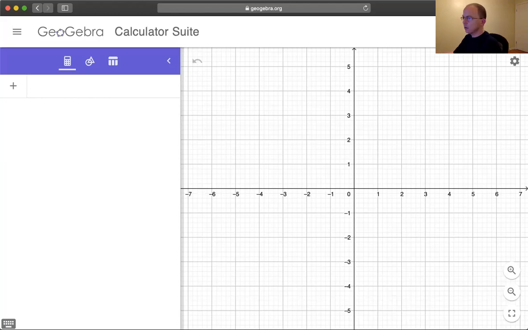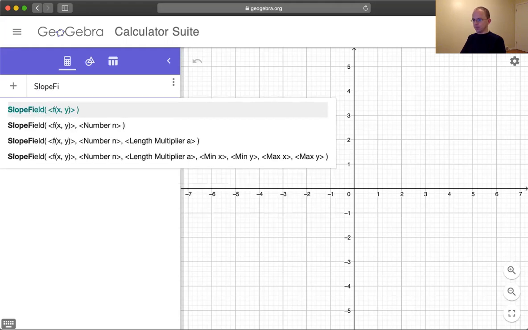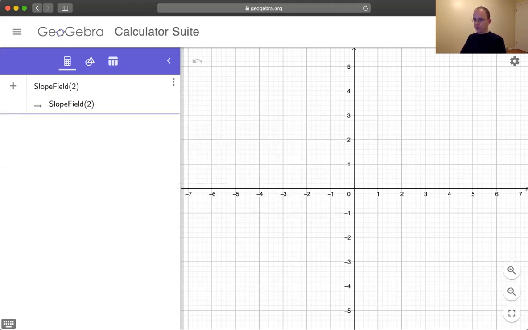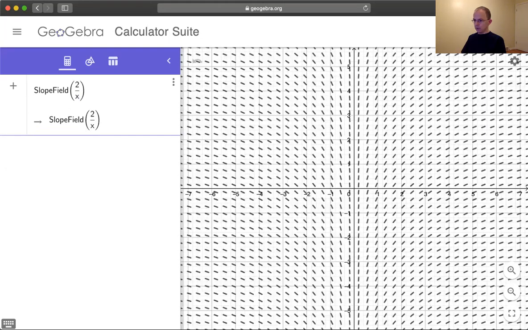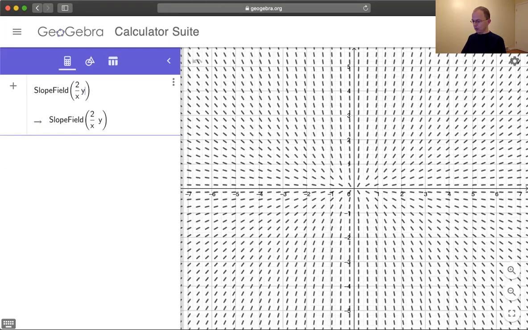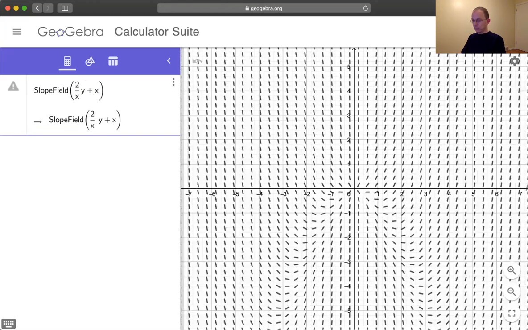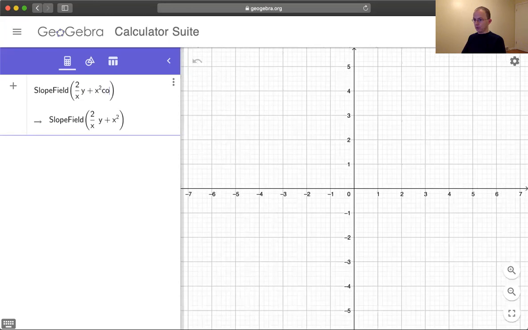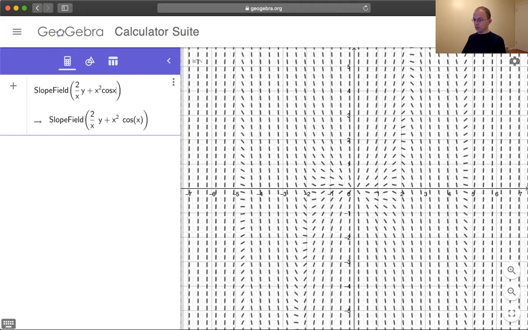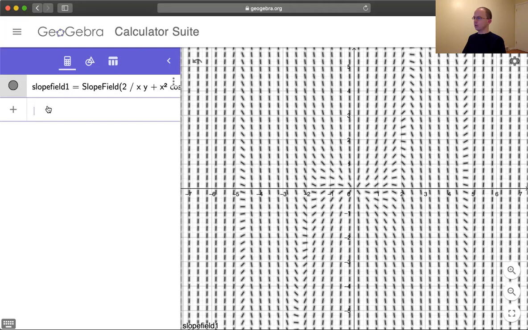Okay, we're back. So we're solving this differential equation in Geogebra. And let's see, I'm going to take that standard form and put everything on the right-hand side. So it's going to be y prime is equal to 2 divided by x times y plus x squared times the cosine of x. And I think that should do it. Yep, there it is.